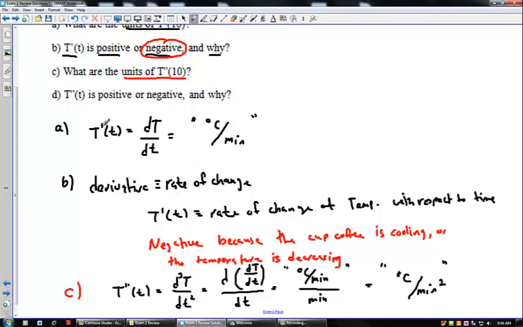And then in part D, is T double prime of T positive or negative, and why? So remember, this is basically concave up or concave down. Let's do this one right here. There are several ways to do it, but I think really the best way is just to try to draw a picture, because you should be able to kind of graph what this temperature is doing.